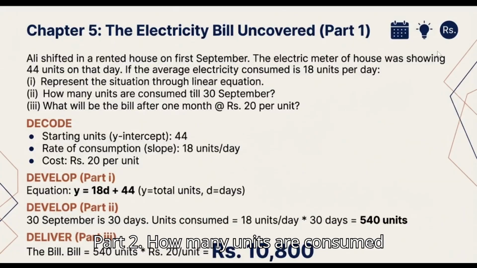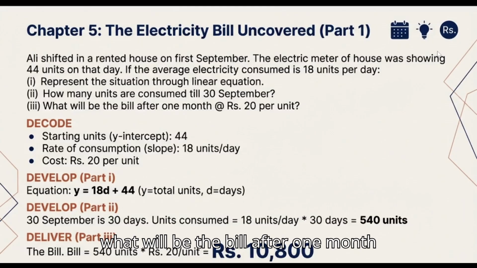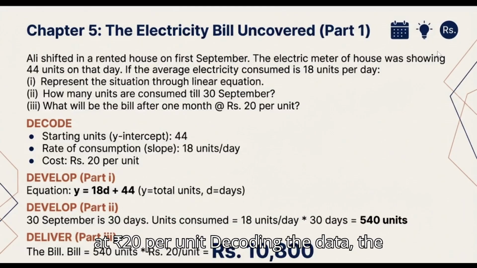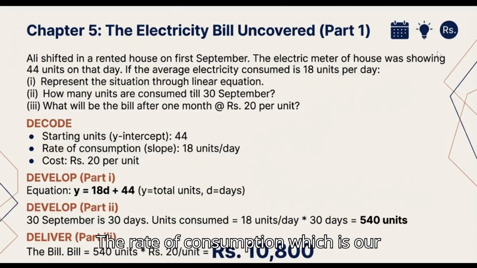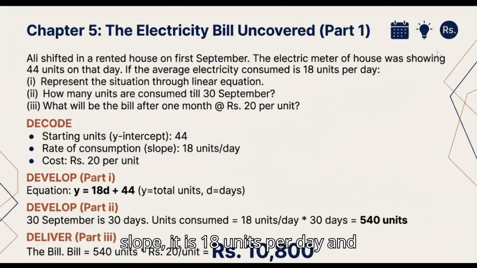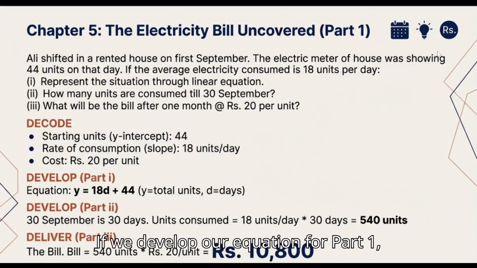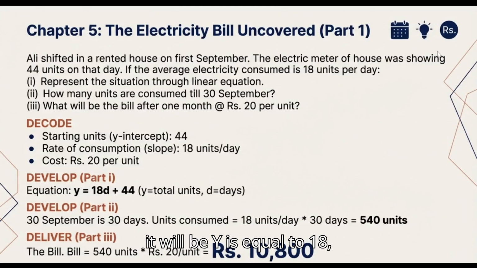For part 2, how many units are consumed till 30th September? And for part 3, what will be the bill after 1 month at 20 rupees per unit? Decoding the data, the starting unit is the y-intercept, which is 44. The rate of consumption, which is our slope, is 18 units per day, and the cost is 20 rupees per unit. If we develop our equation for part 1, it will be y is equal to 18d plus 44.